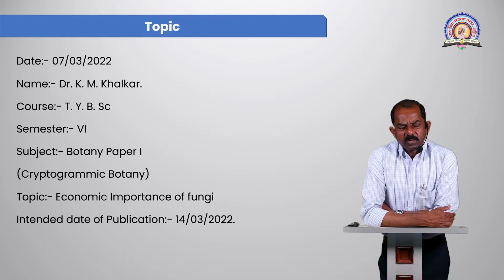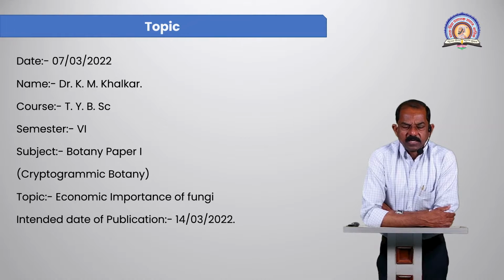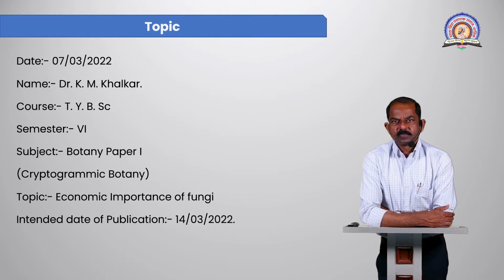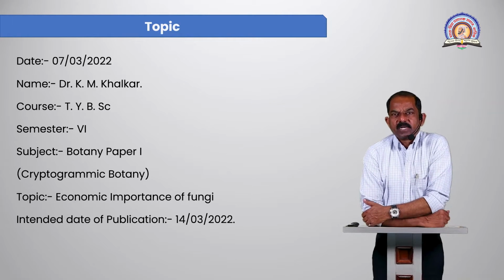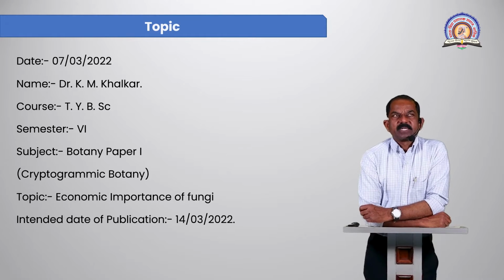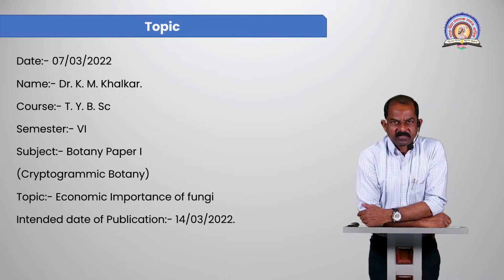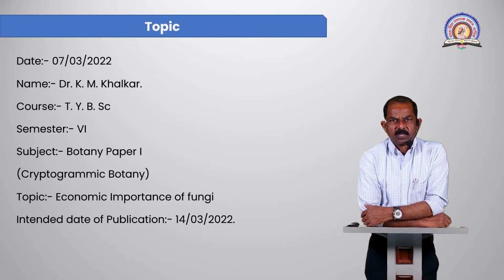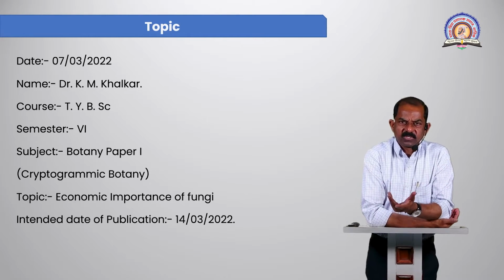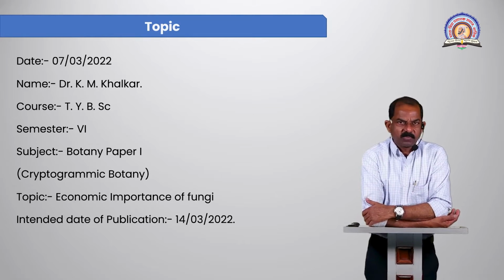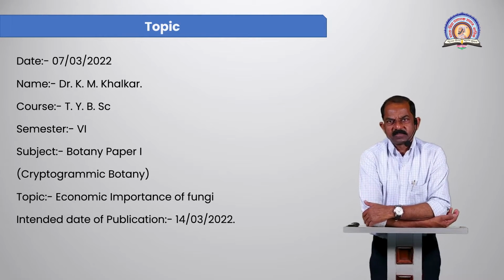Friends, today we'll start a new topic, that is the economic importance of fungi. Students, we all know that in plants there is tremendous diversity, and that diversity is classified under different groups of plants. We all know the classification of plants: the plant kingdom is classified under two divisions. The first one is the phanerogams, the second one is the cryptogams. Phanerogams are the flowering plants, cryptogams are the non-flowering plants.